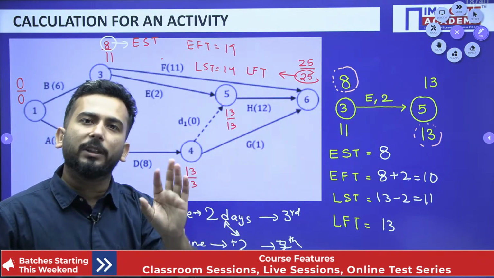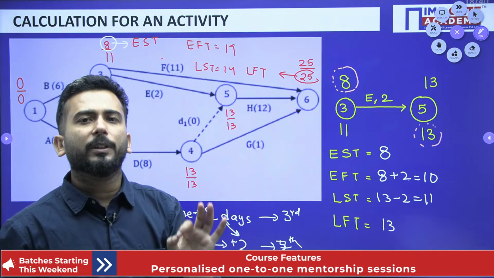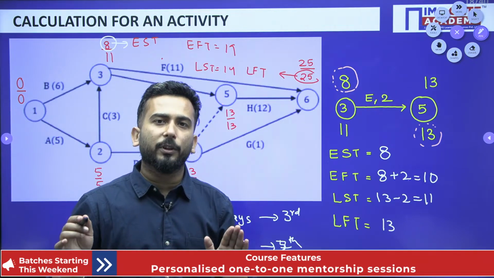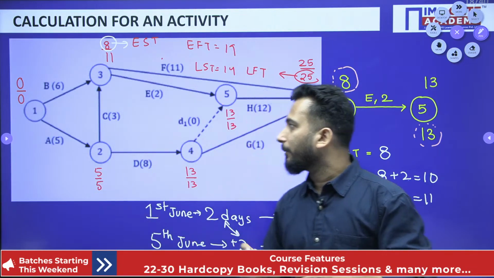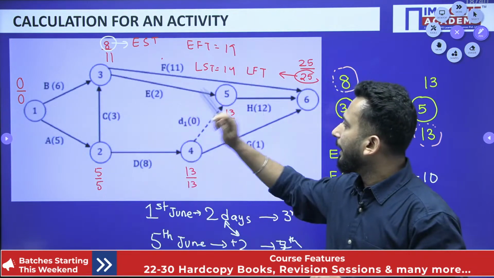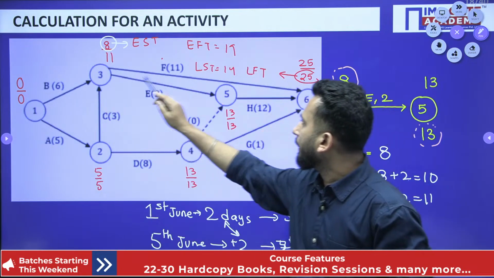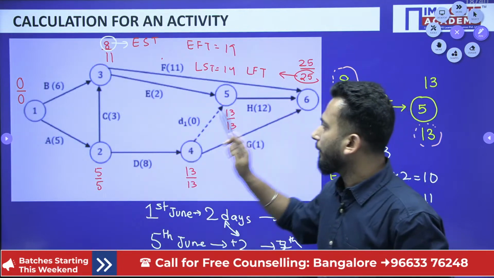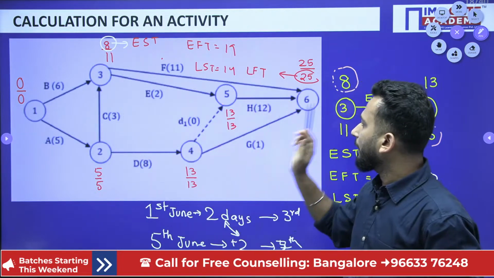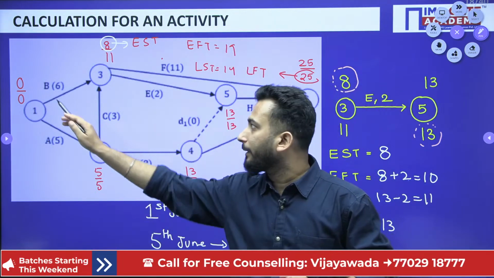Let's say there are 2-3 paths. From there, select the path with the maximum time duration. That will give you the critical path. So I repeat, my dear friends, from 1 to 6, let's say 1, 3, 6 is one way, 1, 3, 5, 6 is another way, 1, 2, 3, 5, 6 another way, 1, 2, 4, 5, 6 another way, 1, 2, 4, 6 another way. There are 4-5 ways by which I can reach from 1 to 6.